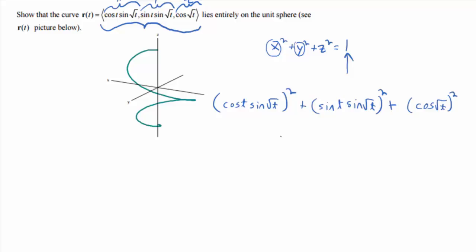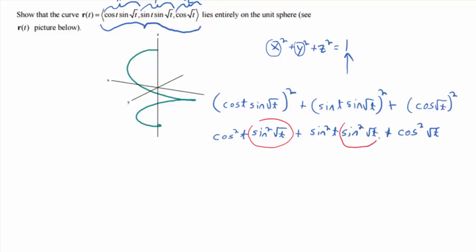So remember, when you're taking a product and squaring it, the exponent applies to both factors in the product. So I could rewrite this as cosine squared t times sine squared of the square root of t plus sine squared t sine squared root t, and then plus cosine squared root t. And we're looking for a trig identity here to help us. There's something I can factor here. Does everybody see?